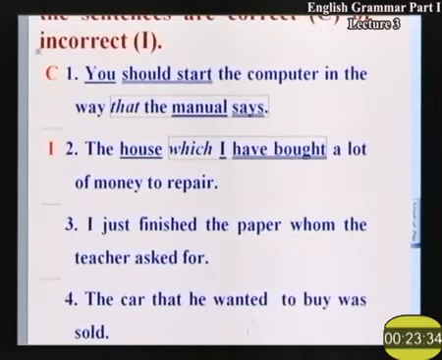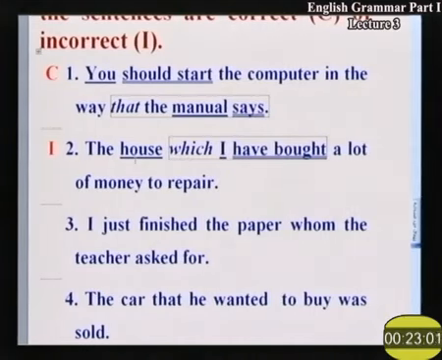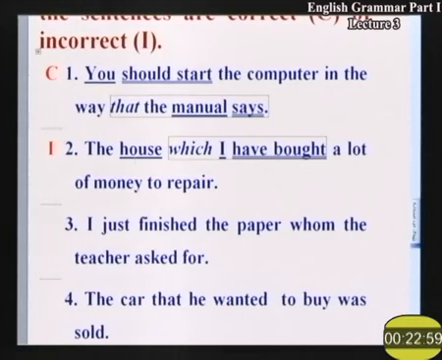طب تعالوا نشوف دي. The house. طيب the house ادي اسم في اول الجمله يبقى it must be the subject. which يبقى which refers to house. which is the connector. طيب بعدها I subject have bought verb. طيب which I have bought دي adjective clause جايه بعد كلمه house يبقى an adjective clause describing the word house. طيب a lot of money to repair.